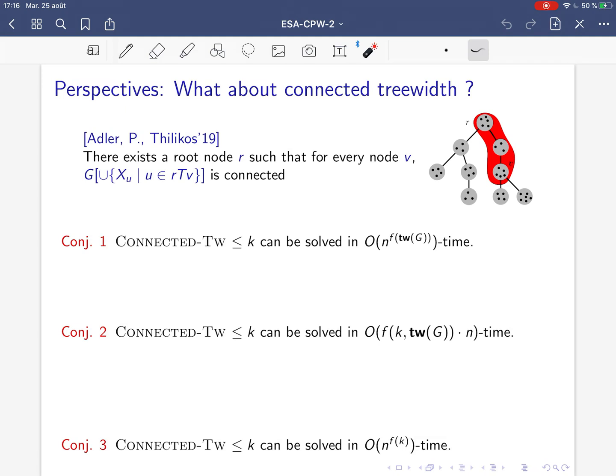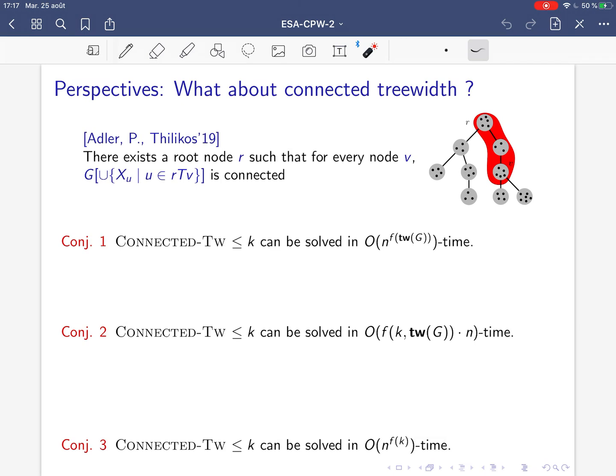And so this is a very interesting parameter to be studied. And what about the computation? Connected tree width at most K, can it be solved in XP time, which is n to the f of tree width of G? Or can it be solved in FPT time, f of K and the tree width, where K is the connected tree width, times n, linear FPT time? Or is this in XP with respect to K, the connected tree width, rather than the tree width? Of course, the connected tree width is larger than the tree width.